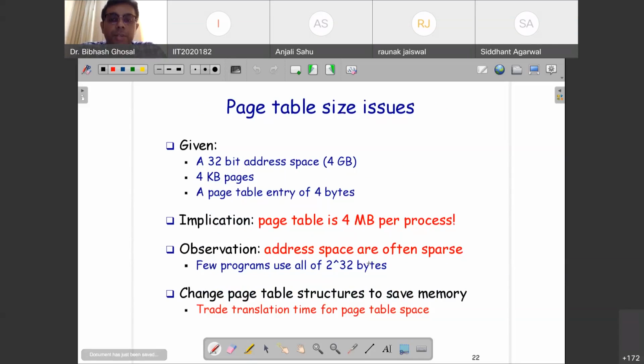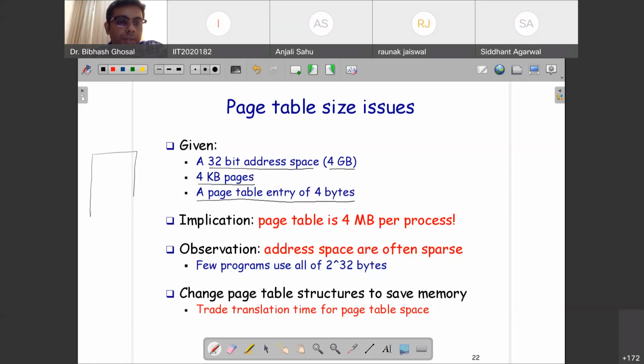So what is this page table issue? Let's quickly look at the example. Let us say we have a 32-bit address space. A 32-bit address space means 4 GB of primary memory or physical memory. Let us assume that I have pages of size 4 KB, and let us say I have a page table of 4 bytes per entry. Okay. So what is the size of the page table?